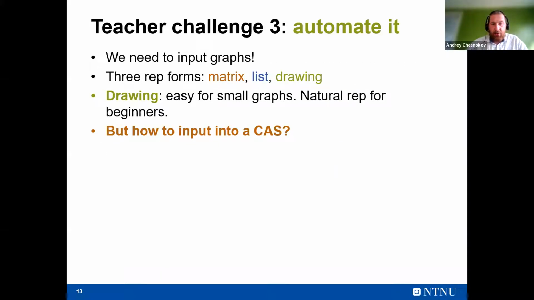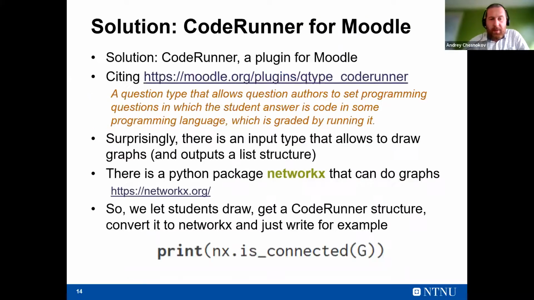So the drawing is easy, it is natural, and it's a natural representation for those who start doing it. But then we face this challenge of inputting into some computer system. So our solution uses CodeRunner, which is a quite standard plugin for Moodle, mostly meant for programming. So students just write some code, it's run through unit tests, and then if you pass, you get some score. But then, surprisingly, there is an input type that allows drawing graphs, and there is also a Python package on networks, called NetworkX, that can do whatsoever with graphs.